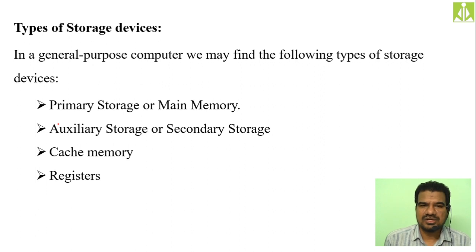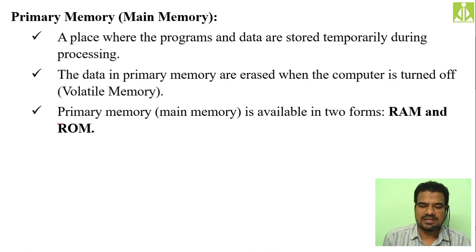The primary storage, the auxiliary storage, the cache memory and the registers. Four different types of memories we have: primary, secondary, cache and registers. Why are we calling the first type primary memory? Because it plays a vital role in the functioning of the computer. Without these memory types, it is highly impossible to run the computer.